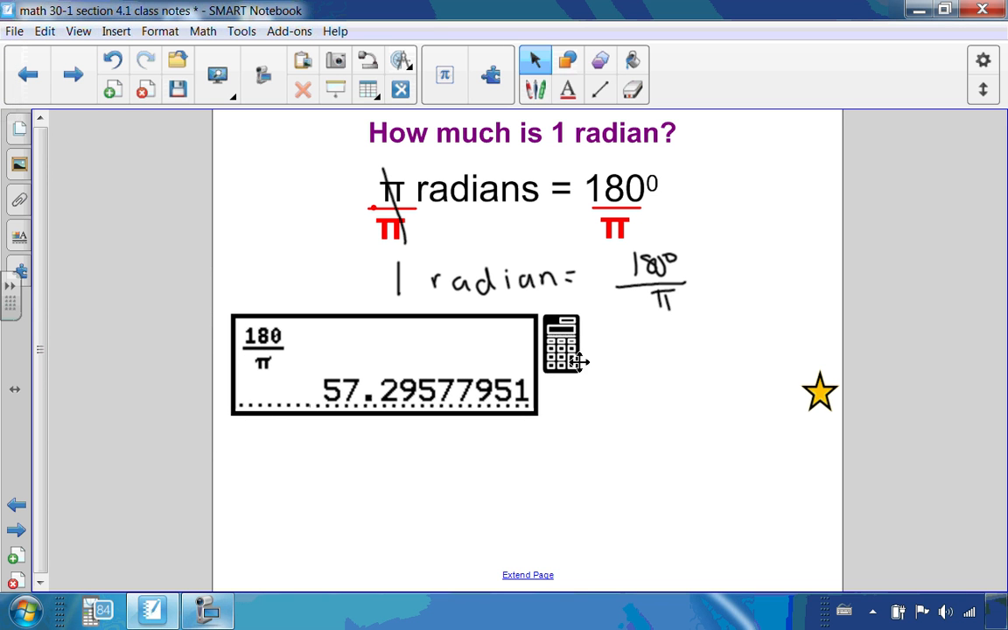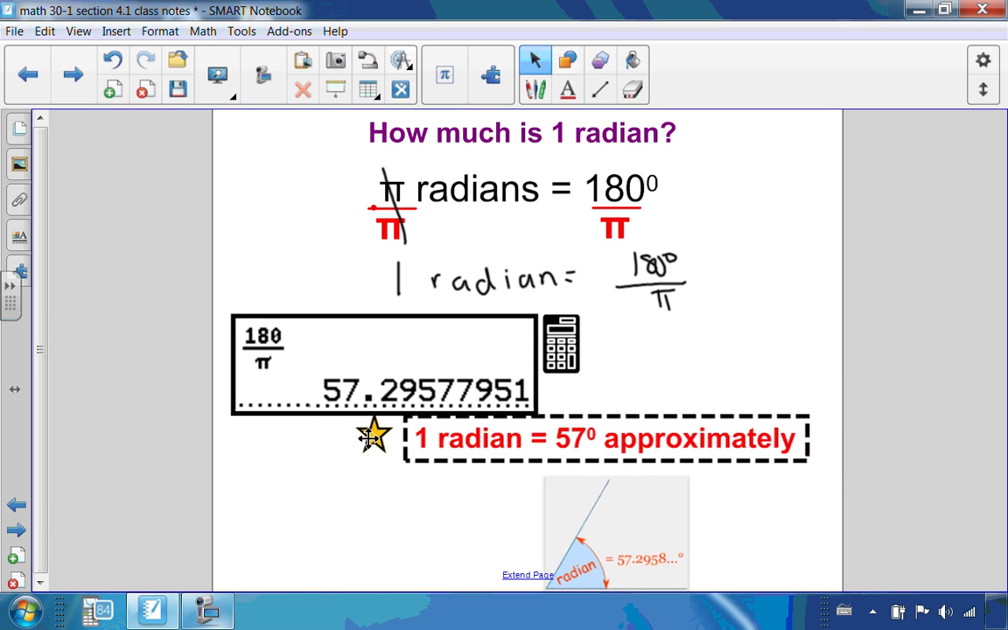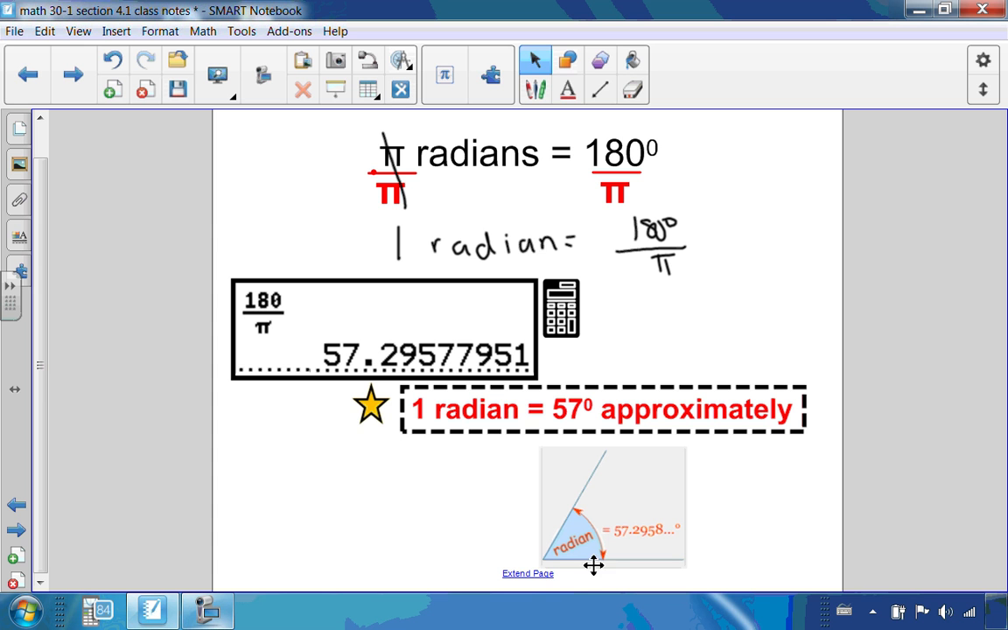Plugging it into my calculator, I can see this is really close to 60 degrees. So that 60-degree estimate was really good, but this is a little bit more precise. So 1 radian is going to be about 57 degrees approximately. So again, a radian is where I have the radius, and this arc length along here, the curved part, also measures the radius. So when I talk about a radian, I'm talking about 57 degrees.